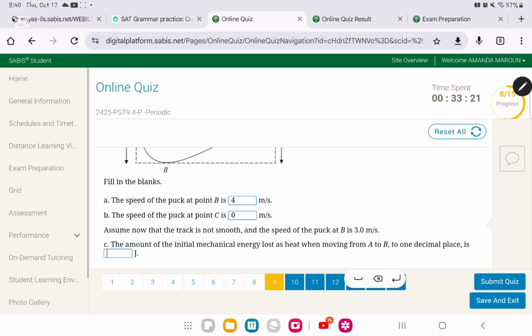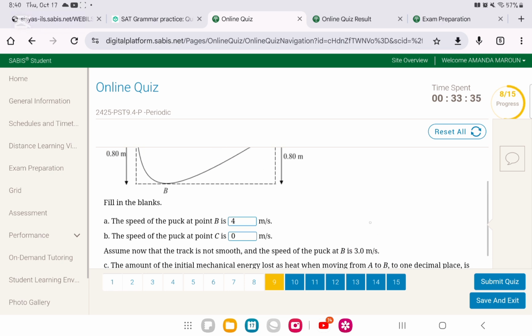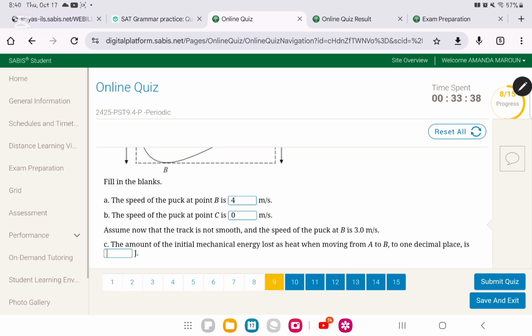Now, assume now that the track is not smooth, meaning there is friction, and the speed of the puck at B is 3 meters per second. So now it was 4 meters per second, 3 meters per second now. They're asking us the amount of the initial mechanical energy lost as heat when moving from A to B.